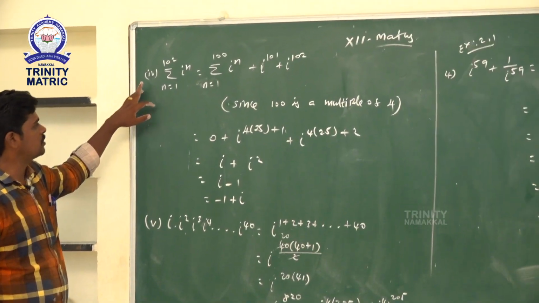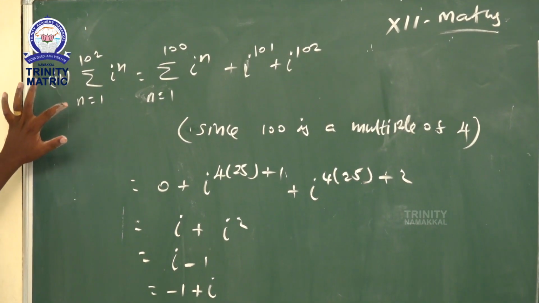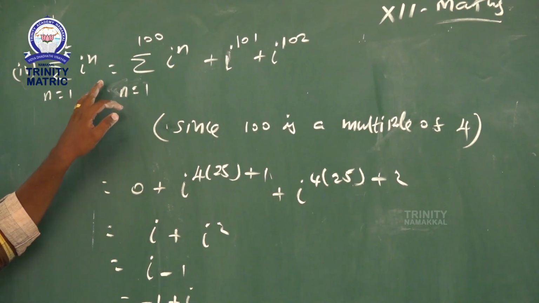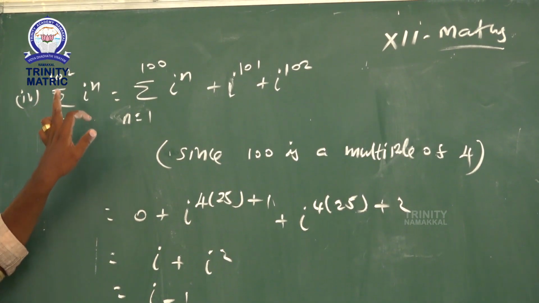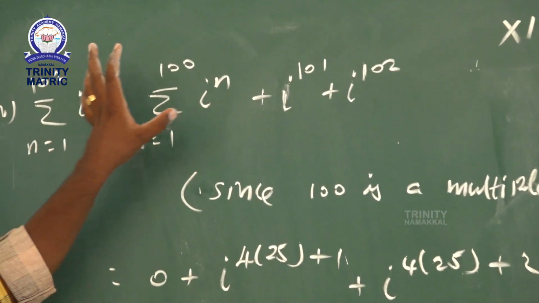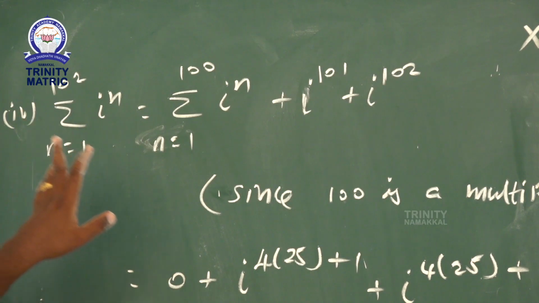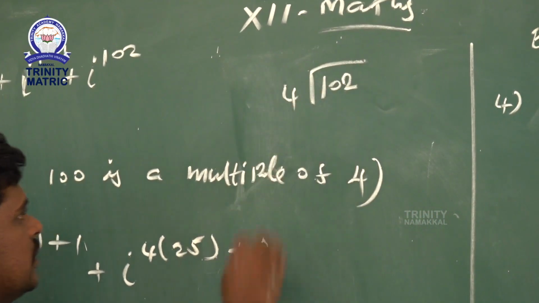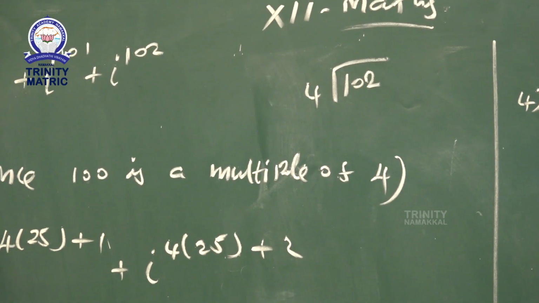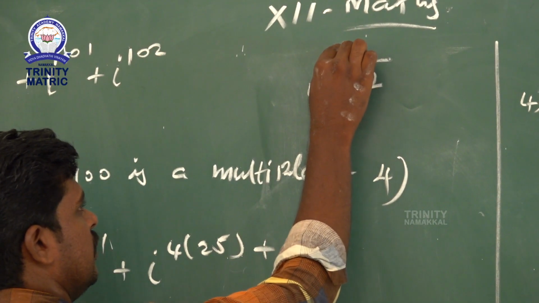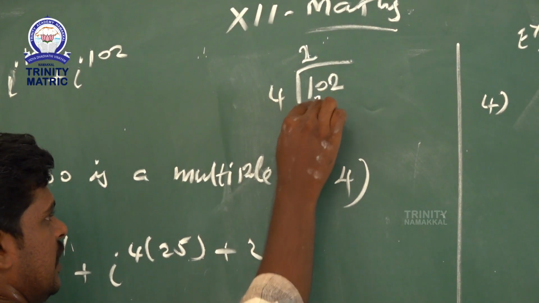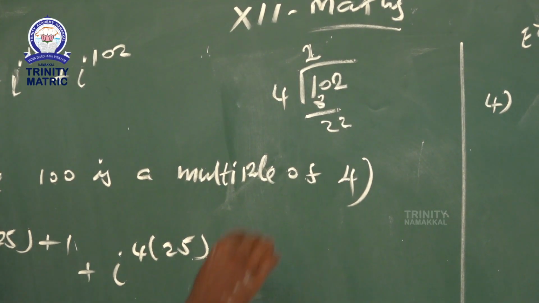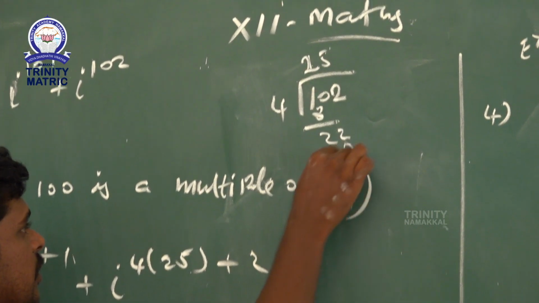Okay, next the fourth sum, summation of n equal to 1 to 102 i power n, that is equal to summation of 1 to 102. Here there are 102 terms. So 102 can be divided by 4. If we change it to multiples of 4, here 2 4s are 8, remainder 2, and then take 2. So 22 means 5 4s are 20, remainder 2.